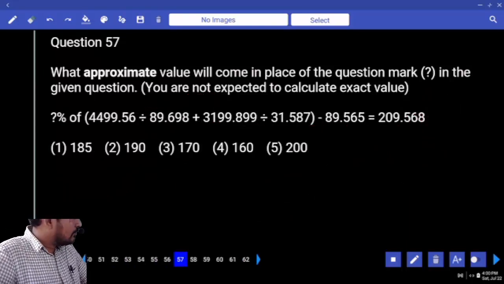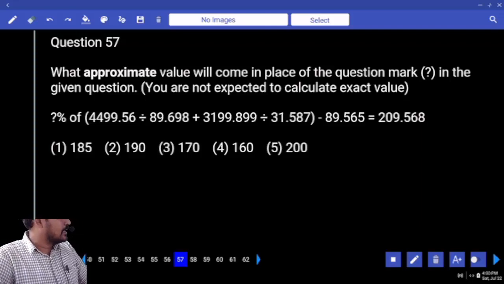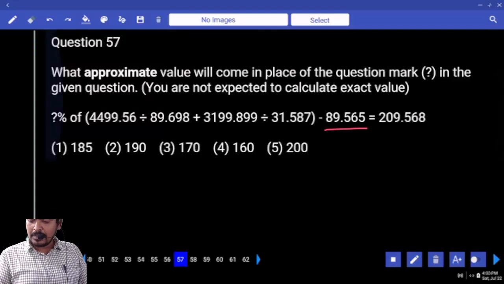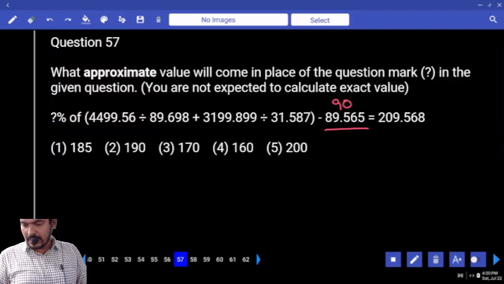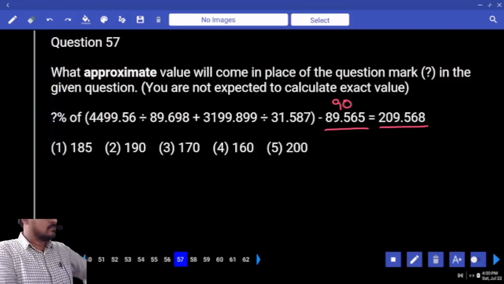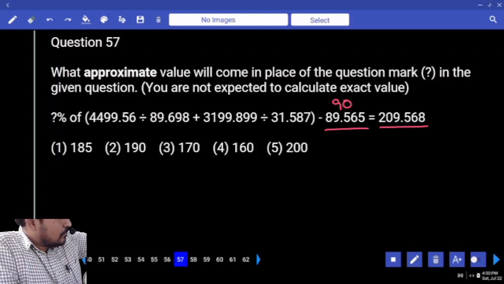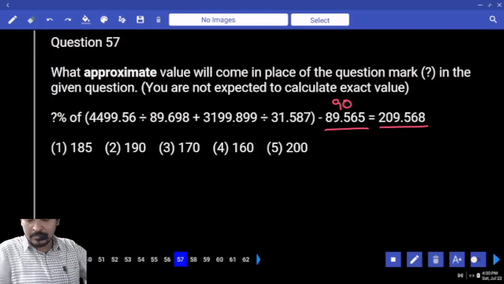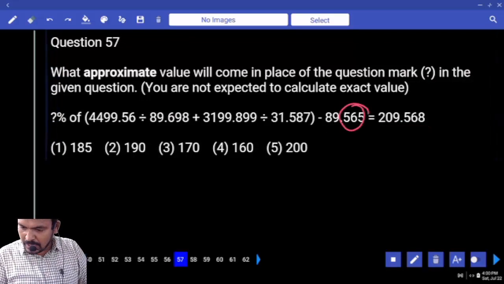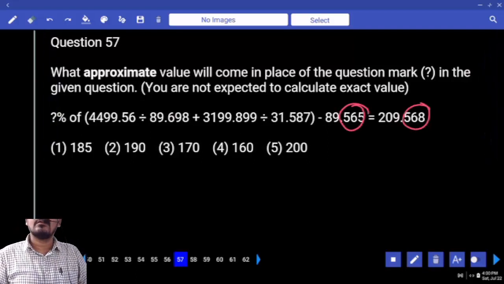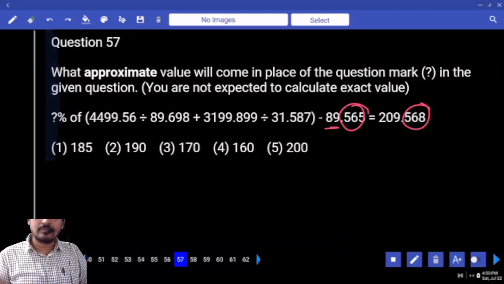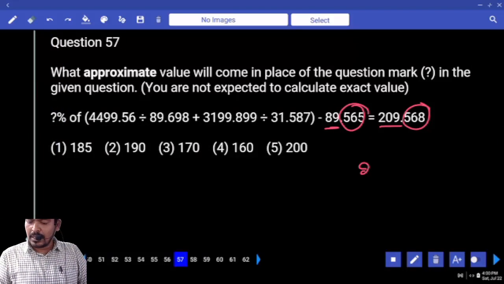First of all, left hand side negative, it will become right hand side positive or not? 89.565. It is almost considered 90. And here 209. Just wait. 0.565, 0.568. These two are adding, we get the 1 or not? 89 plus 1, 90 plus 209, 299. That is the right hand side value.